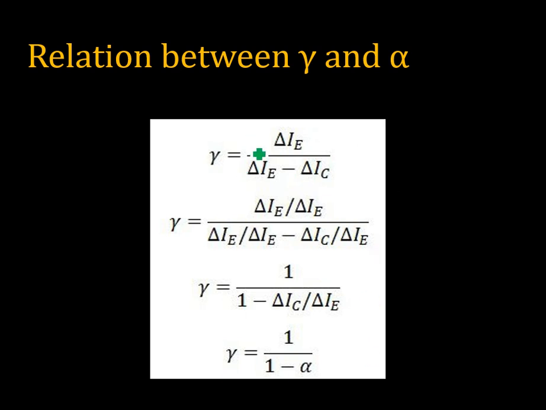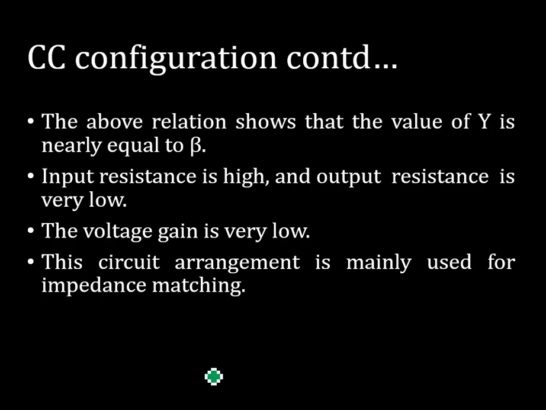Now gamma, if you want to find out, it is delta IE by delta IB. So delta IB is delta IE minus delta IC, and you can divide throughout by delta IE. You get a final expression, that is 1 by 1 minus delta IC by delta IE. This is nothing but alpha, or gamma is equal to 1 by 1 minus alpha. So the above relation shows that the value of gamma is nearly equal to beta. That is, the current gain of this is similar to our common emitter configuration.